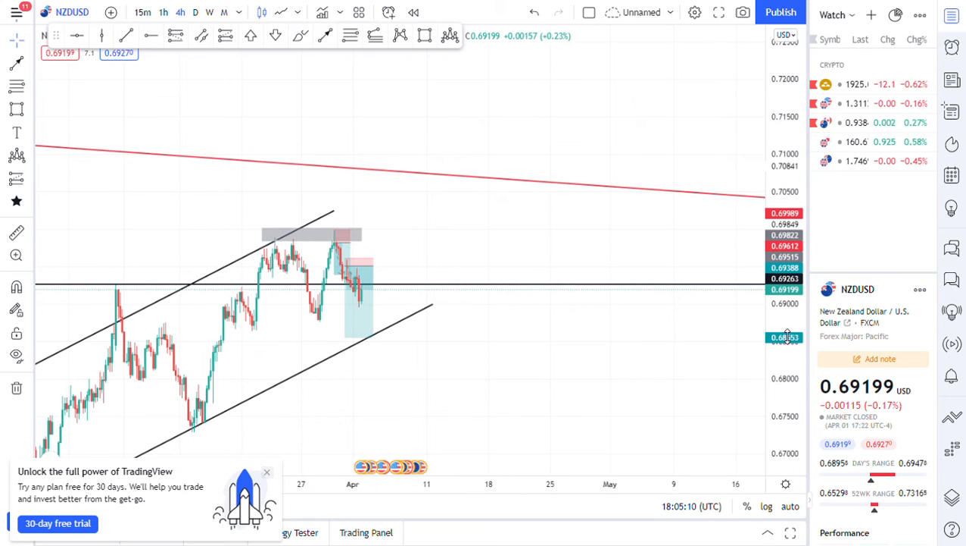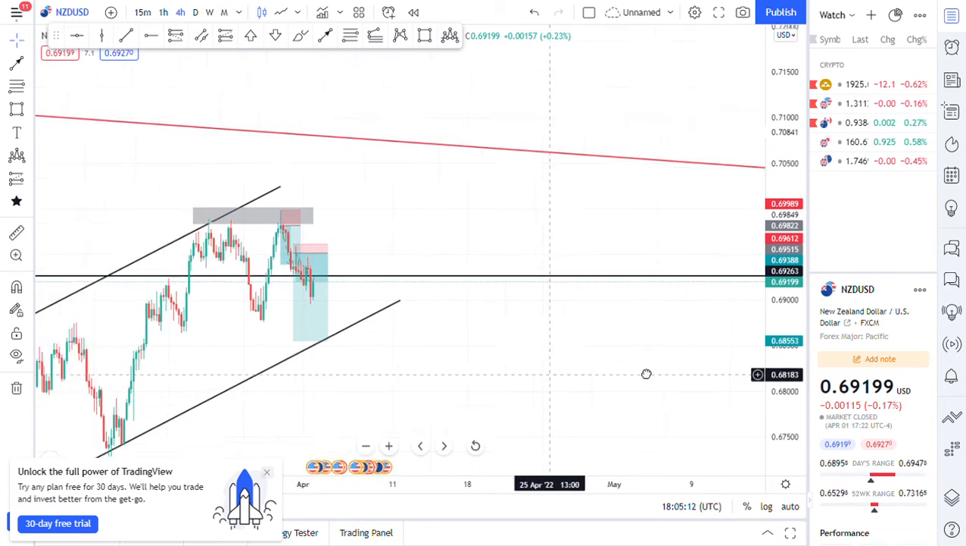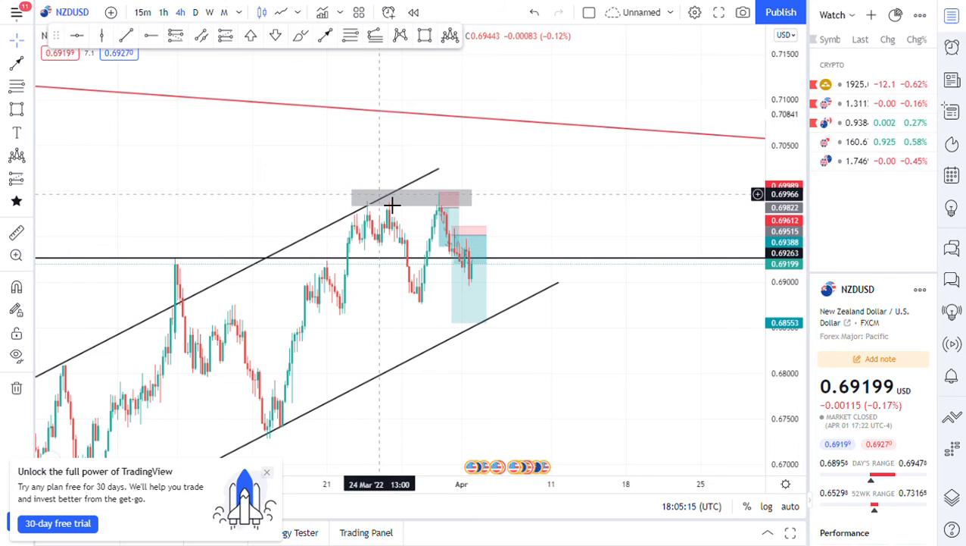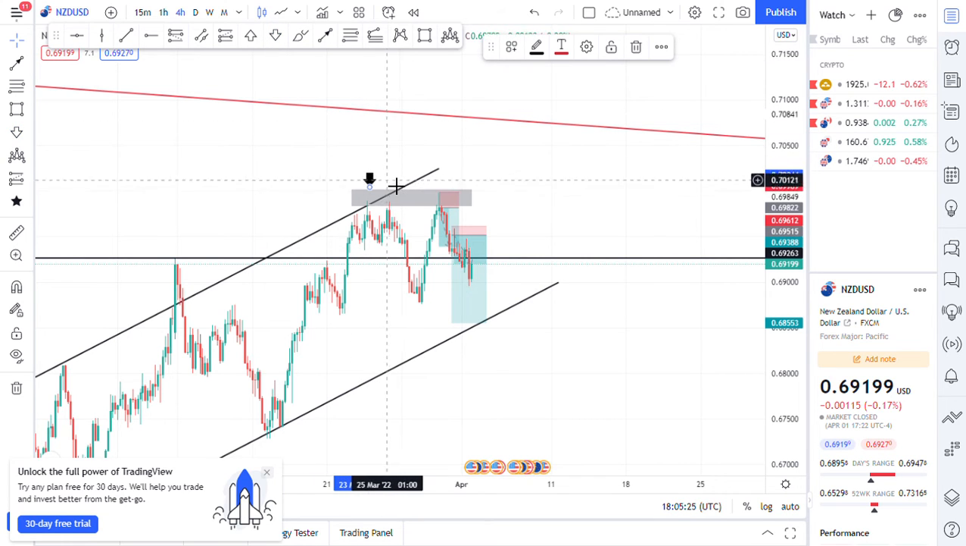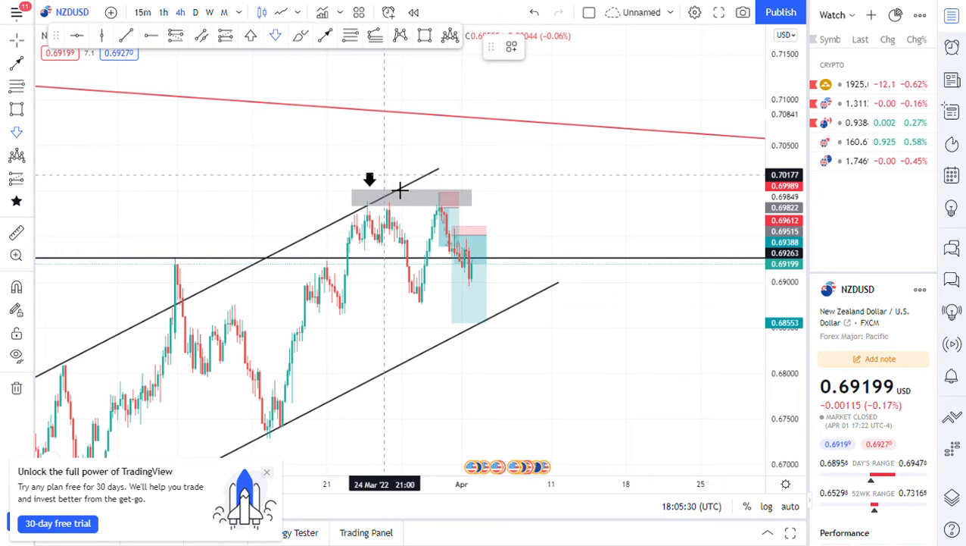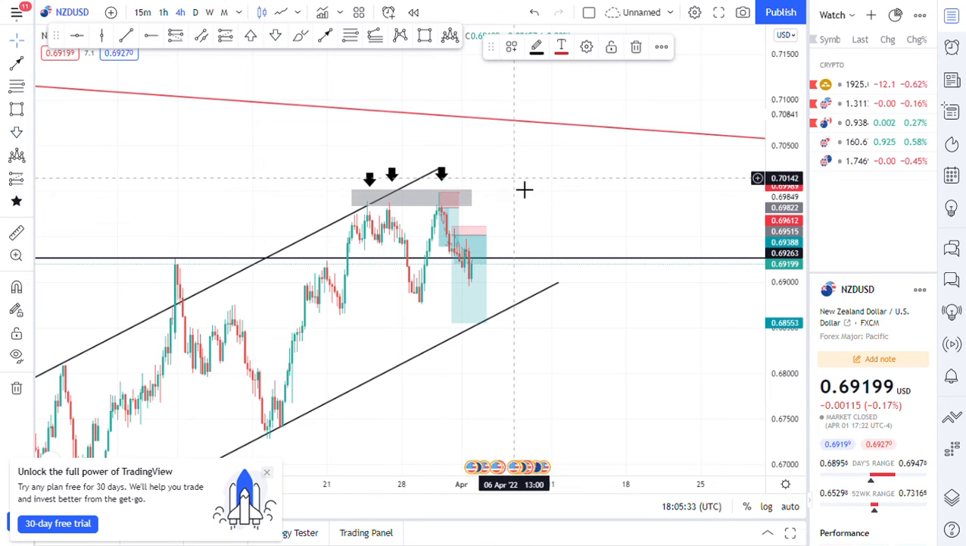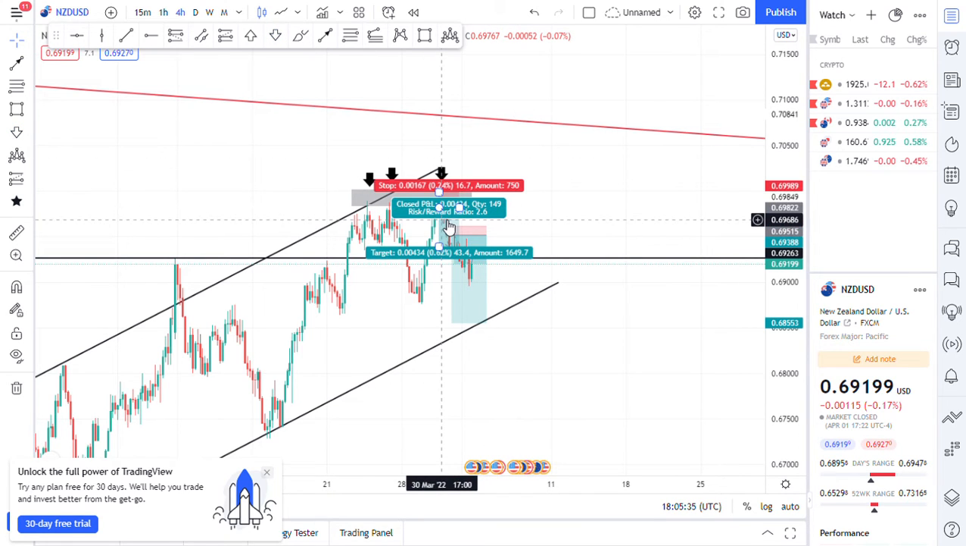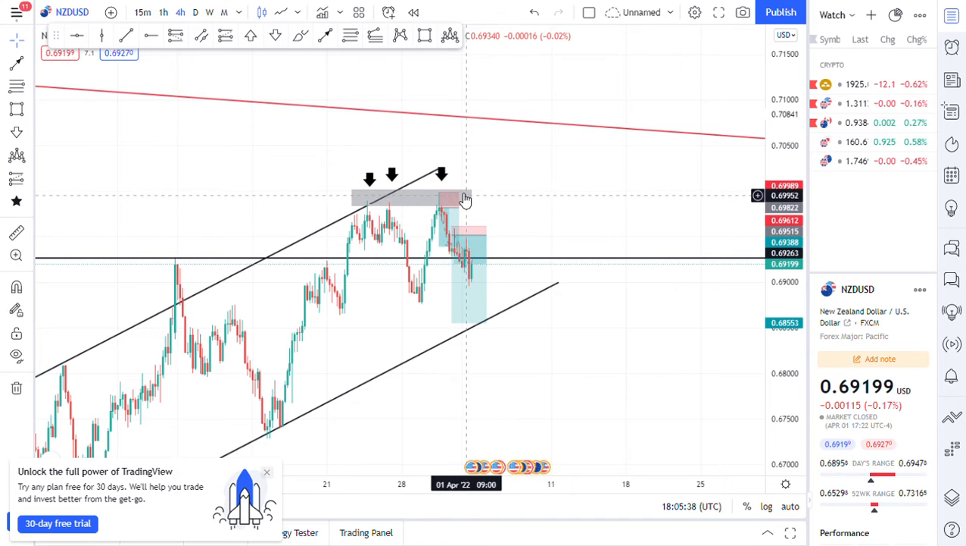The setup was good, and we had rejections from these price points here. We had rejection one, rejection two, and rejection three. This was too much confluence. So that's why I got in with a minimal stop loss of about 16 pips. You can see that's my first entry, 16 pips.